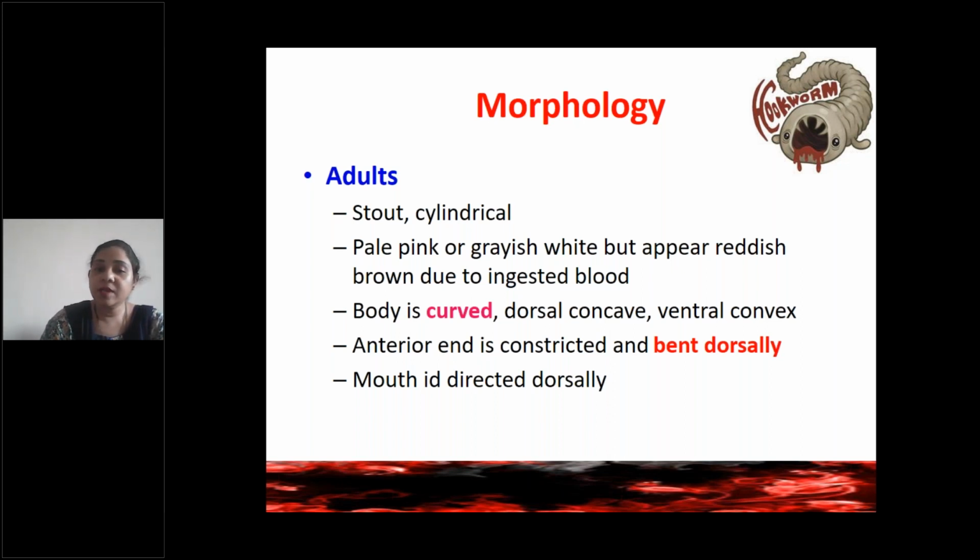Body is curved; dorsal is concave, whereas ventral is convex. Anterior end is constricted and bent dorsally, and mouth is directed dorsally. So this anterior end is usually bent like this, in the form of a hook.